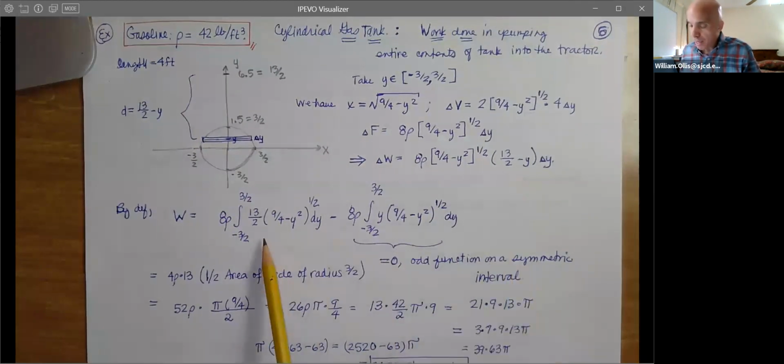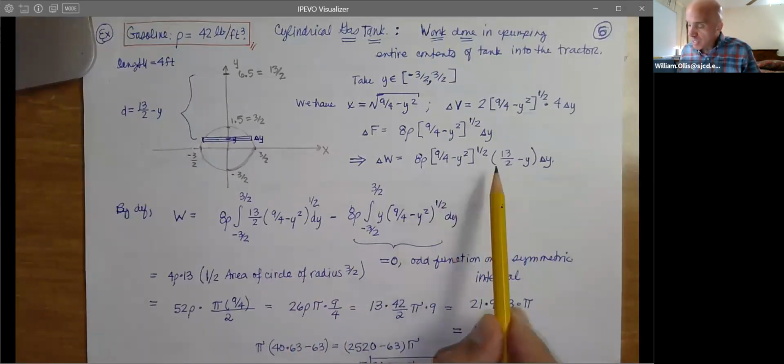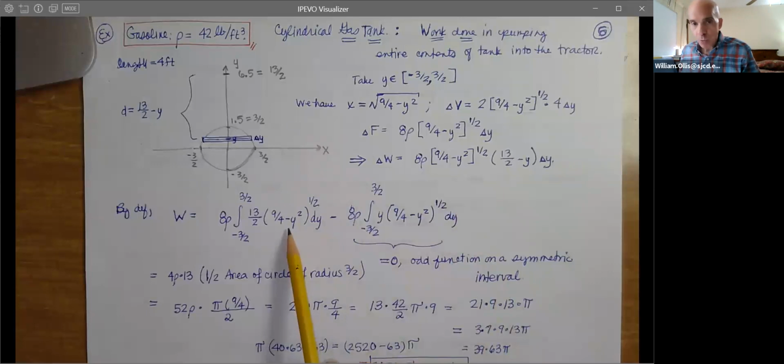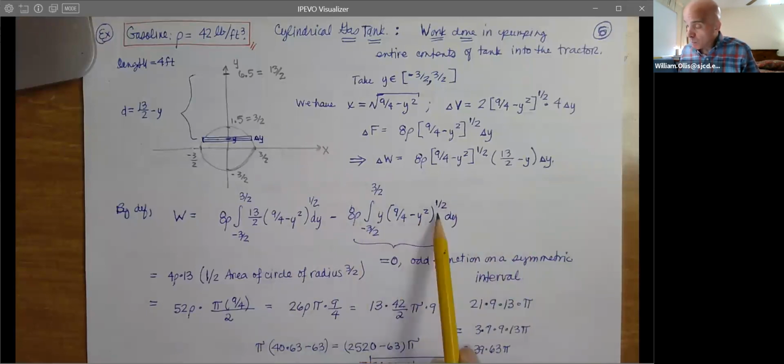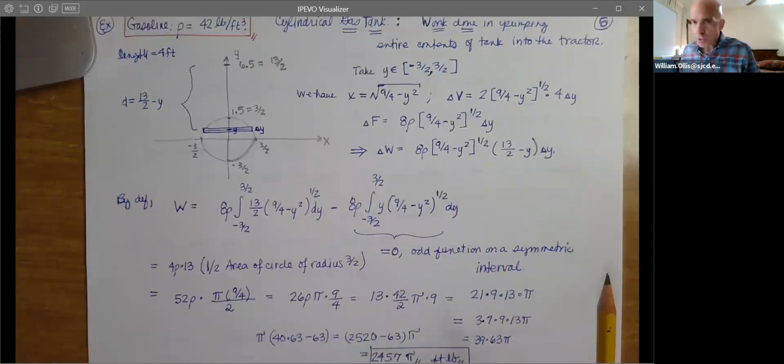So when you multiply here, we end up with a 13/2 times the square root, which is identifying half of the area of the circle of radius 3/2. And then, of course, we have in this case, a y times a radical, which makes this an odd function. Again, we've got the square and the first degree here. This is an odd function on a symmetric interval, 0. It's exactly the same as the torus volume.